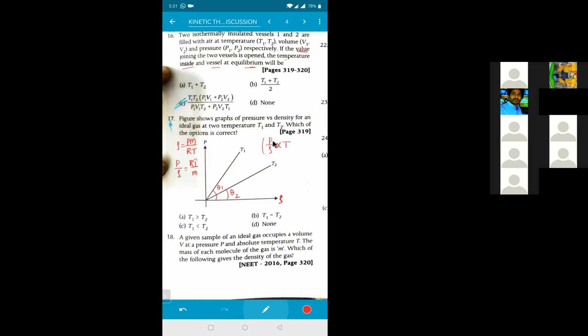So this P by rho will give me what? Tan theta, the slope, that is directly proportional to your temperature. So the slope of theta 1 is greater than theta 2. Obviously, then theta 1 should be greater than theta 2. First option.